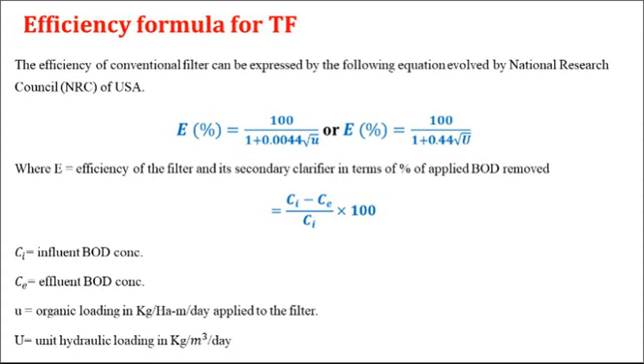Efficiency can also be calculated by the formula (CI minus CE) divided by CI into 100, where CI is the influent BOD concentration, CE is the effluent BOD concentration, small u is the organic loading in kg per hectare meter per day, and U is the unit hydraulic loading in kg per meter cube per day. Next slide.